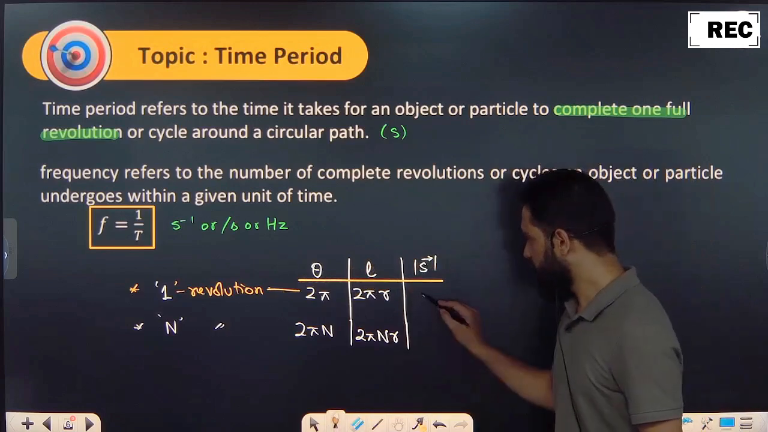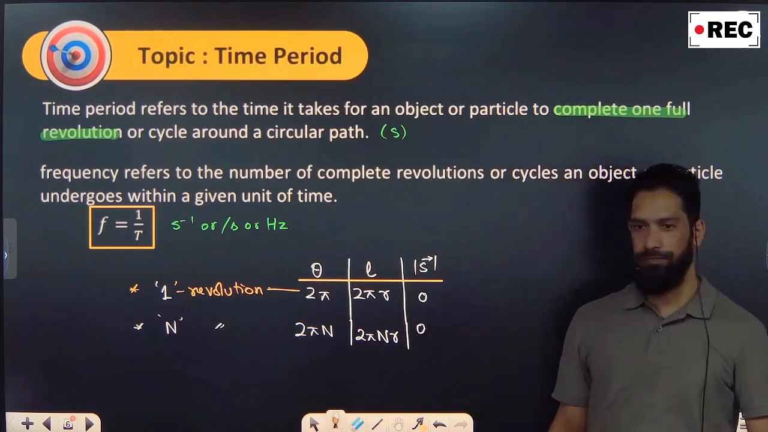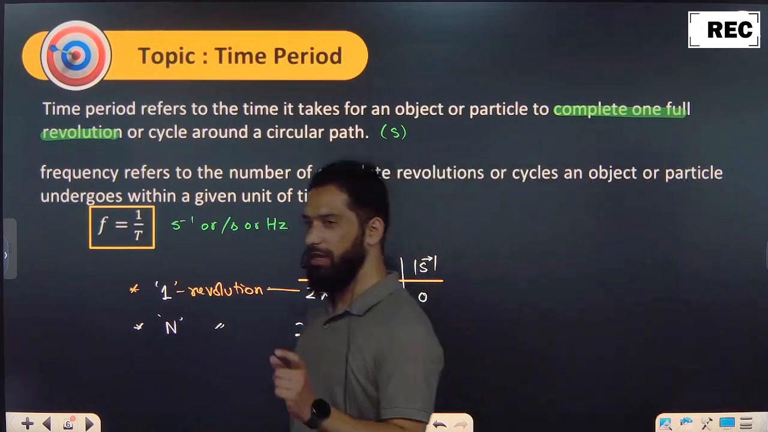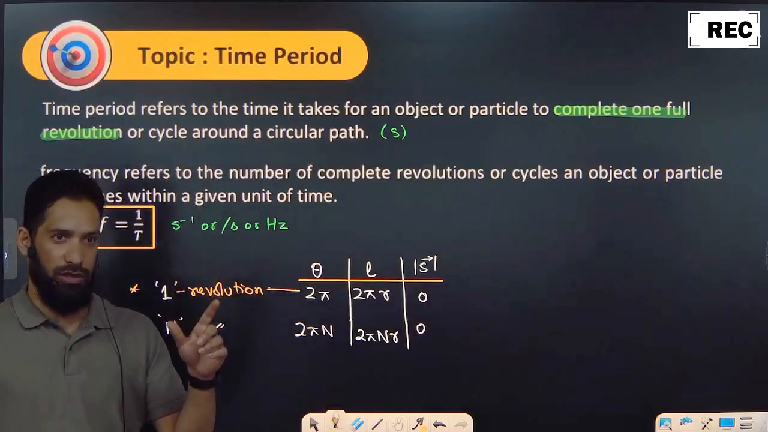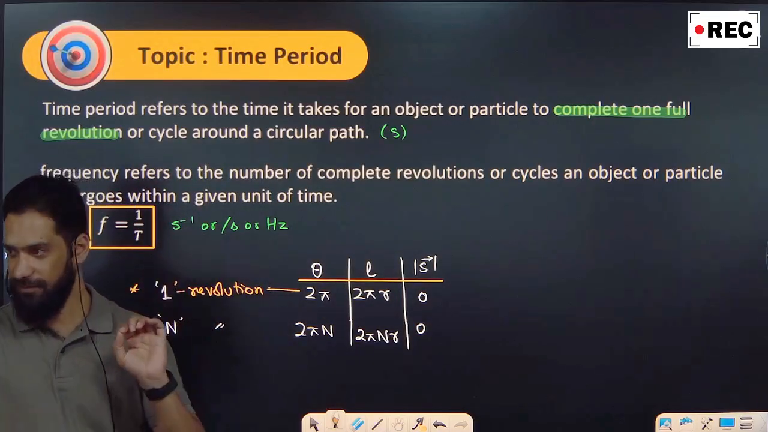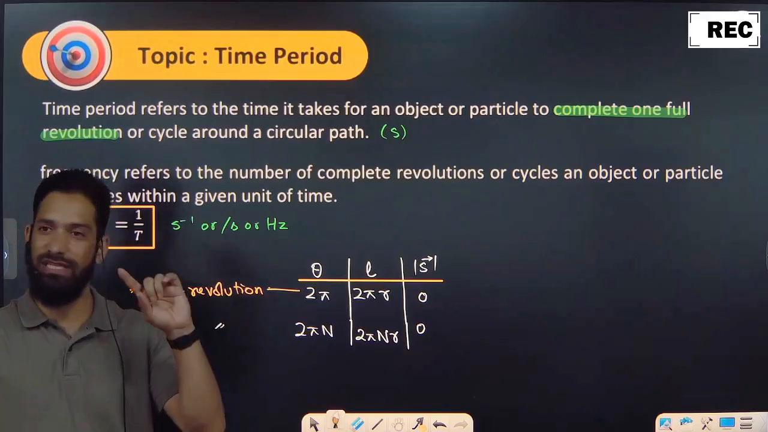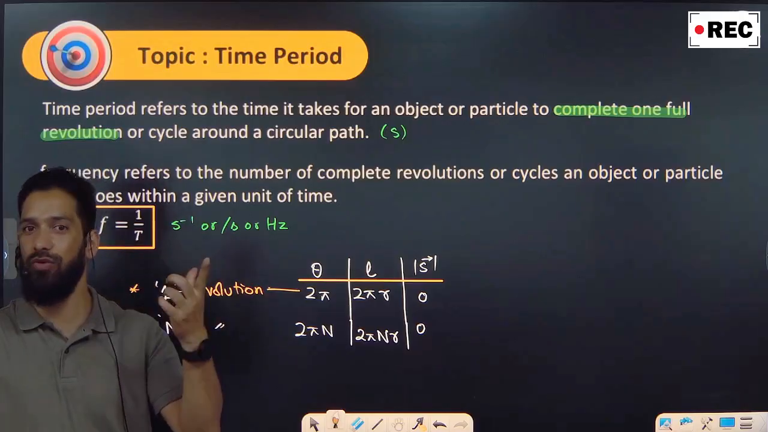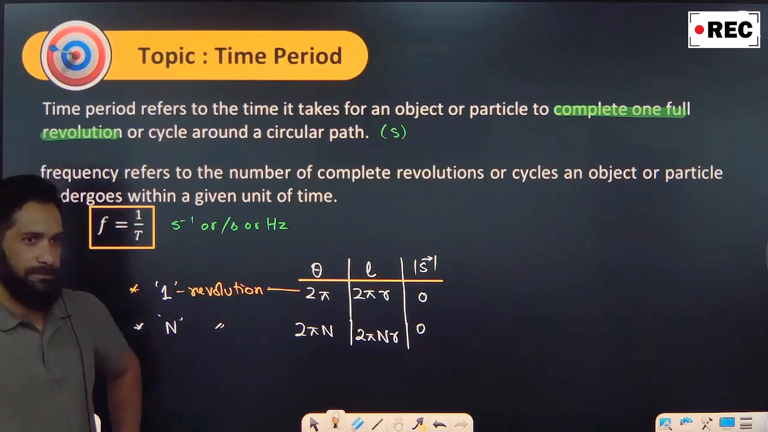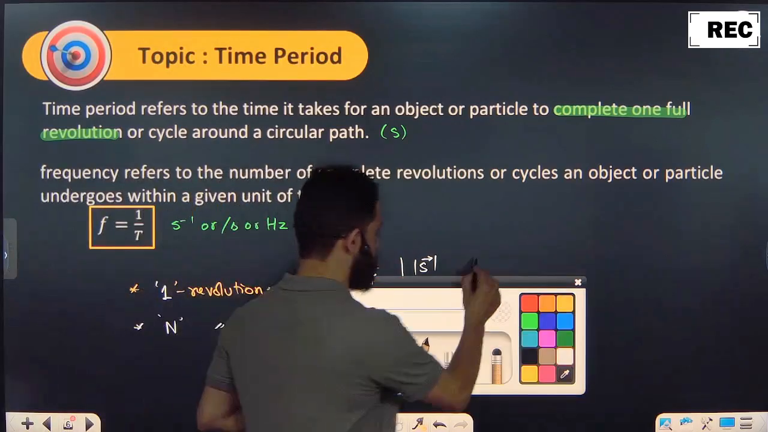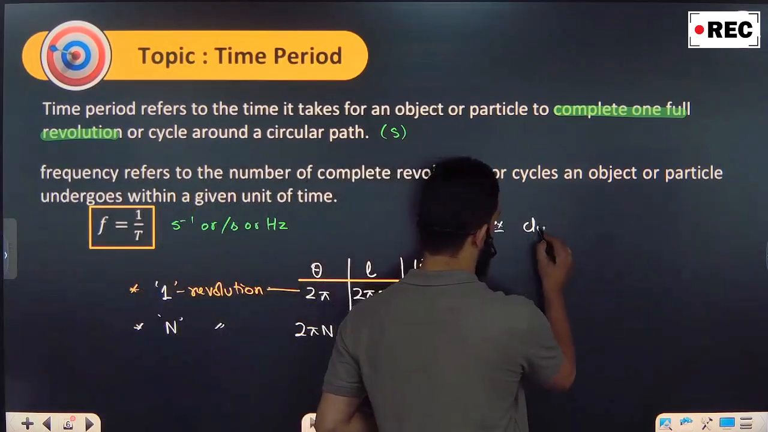So it will be 0. It will be 0. Got it? So tell me, if I have a wall clock with a second hand, what is the angular displacement of that second hand after 5 minutes? Example, there is a clock.